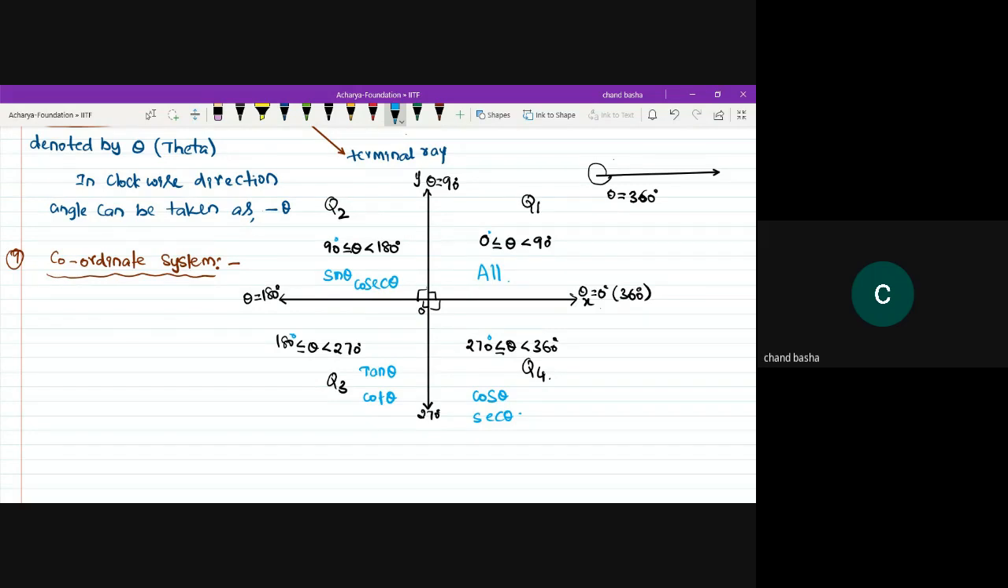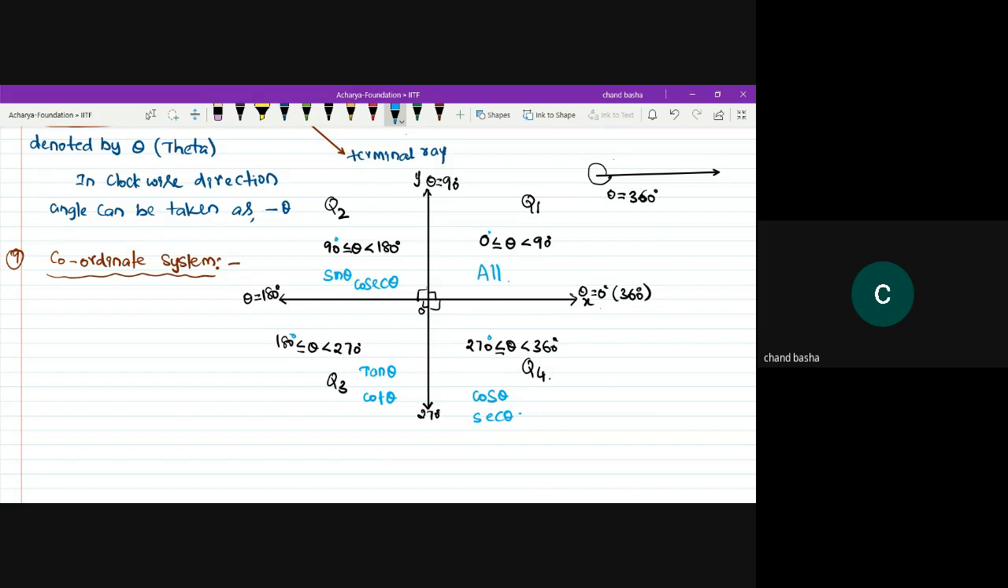Sine theta, in which quadrant? Quadrant number 2. Tan theta, quadrant number 3. Cos theta and secant theta, quadrant number 4. In the first quadrant, all are allowed. All six will be allowed.